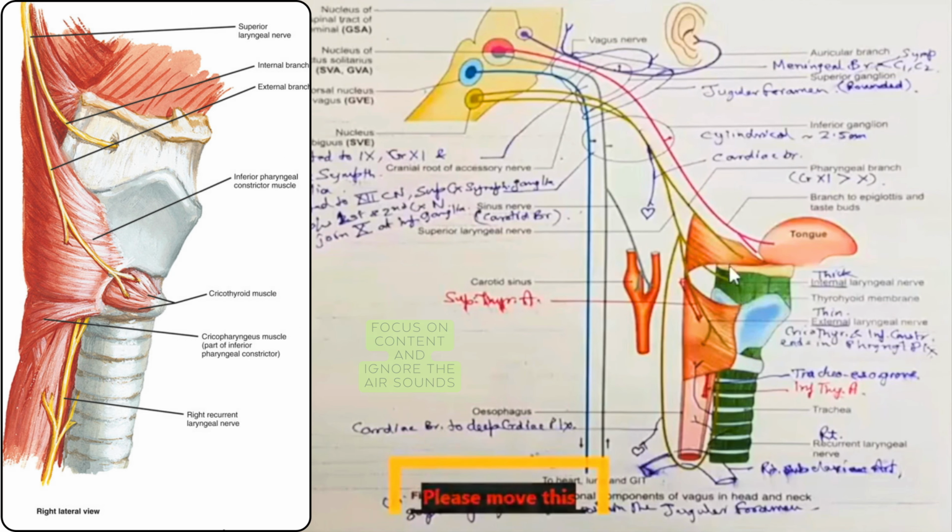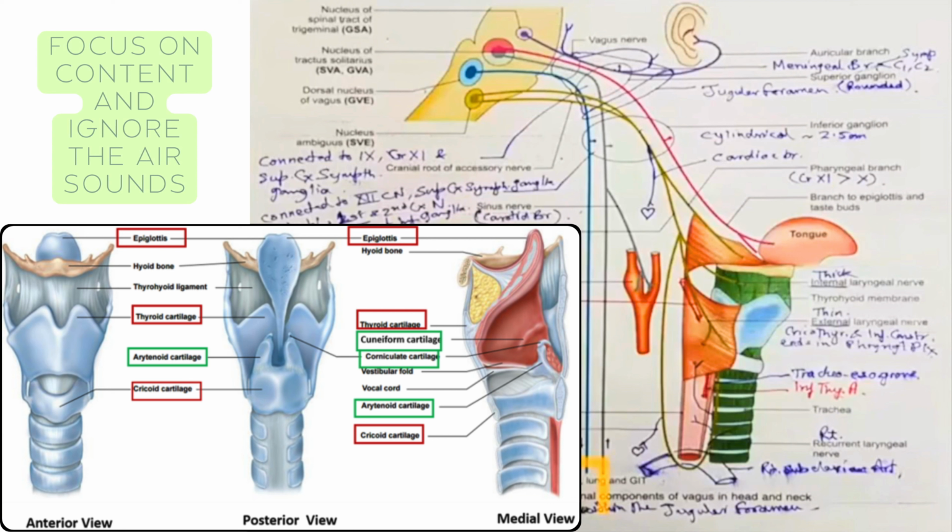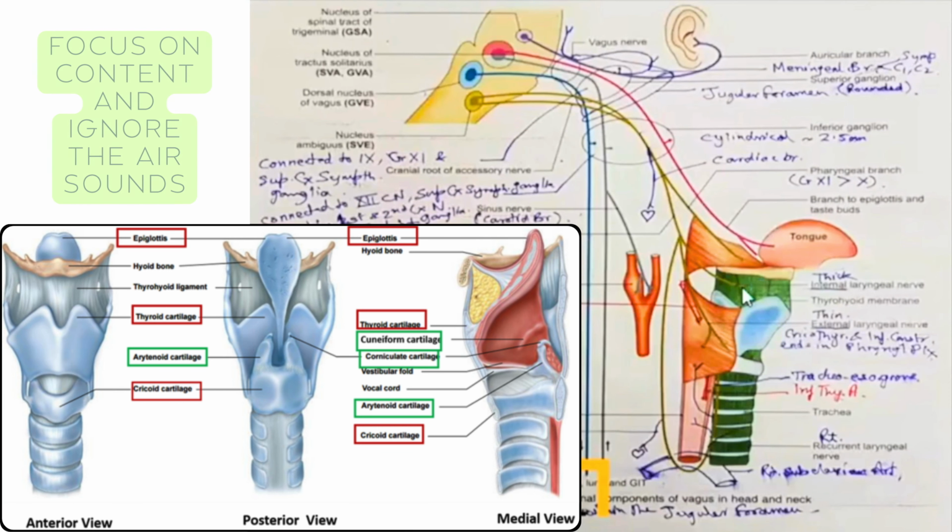Now this you can see is the internal laryngeal branch, which is the thicker branch of the superior laryngeal. This will perforate the thyroid membrane and reach inside the upper portion of the larynx and will innervate the mucosal lining up to the upper portion of the vocal folds, right? There were three cartilages derived from the fourth pharyngeal arch: epiglottis, thyroid, and cuneiform, right? These three cartilages and the mucosa above the vocal folds are all derived from the fourth pharyngeal arch.